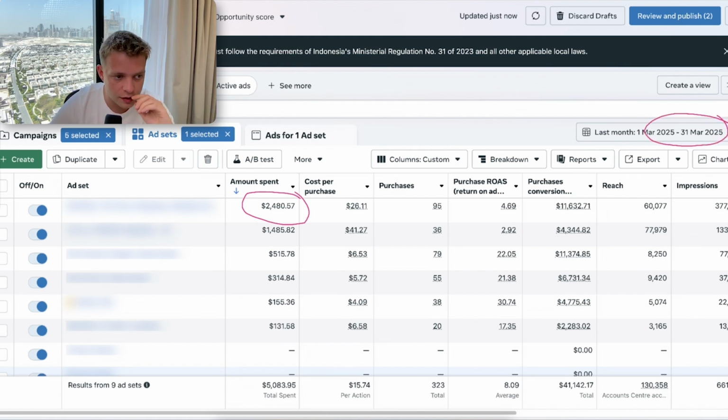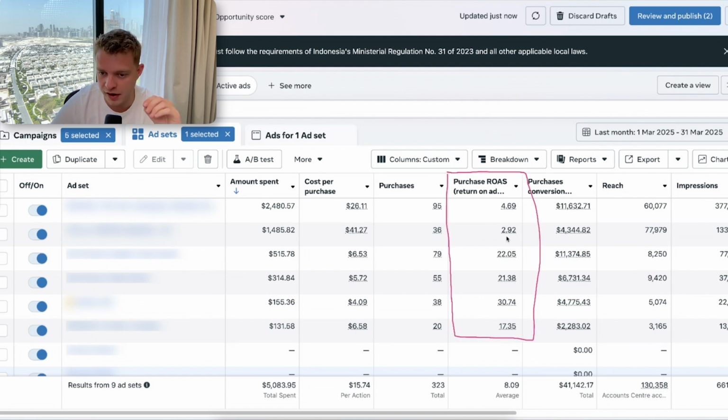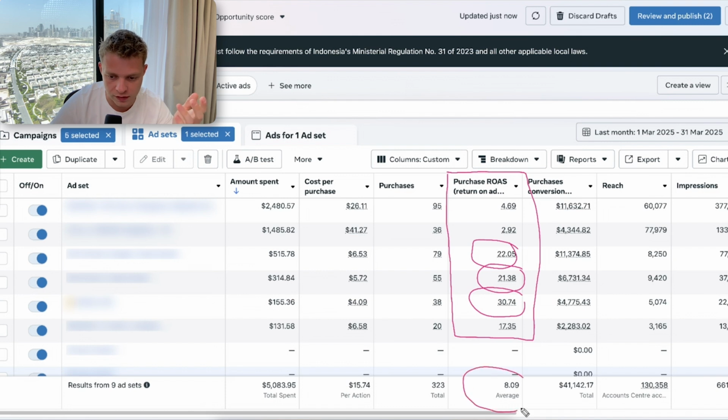Inside this ad account, one thing you can see on the surface level is that we actually have a very, very decent ROAS on many of these campaigns. Yes, we have a ROAS of 22, a ROAS of 21, we have a ROAS of 30. And overall, on an account level, we're seeing a ROAS of 8. On a surface level, this looks really, really good.